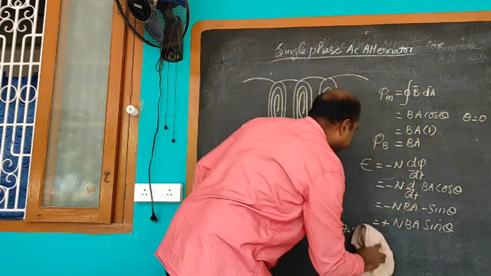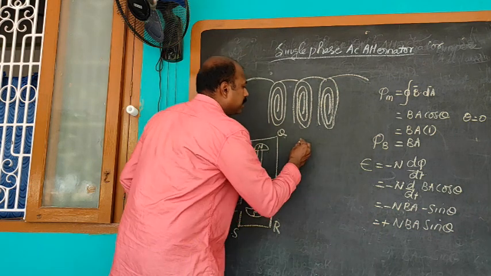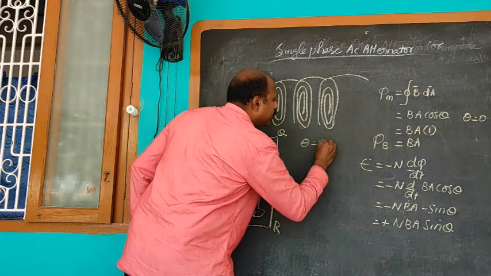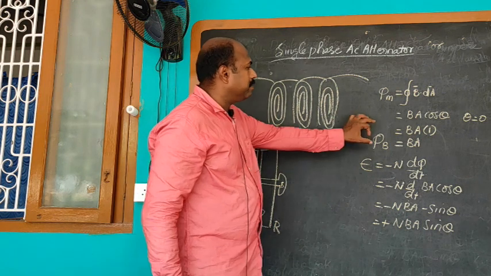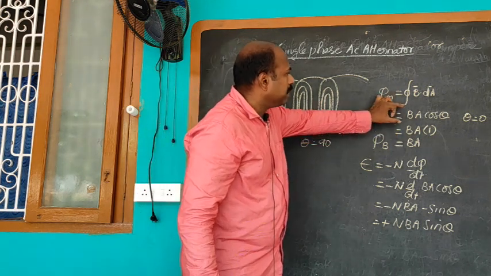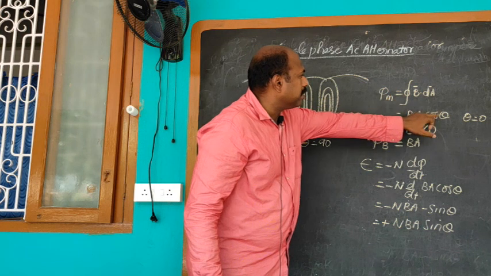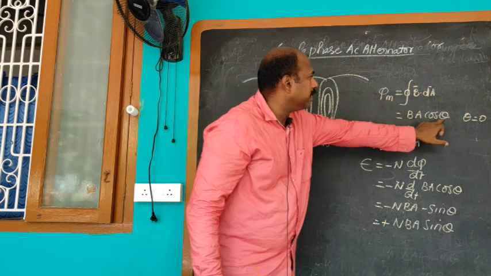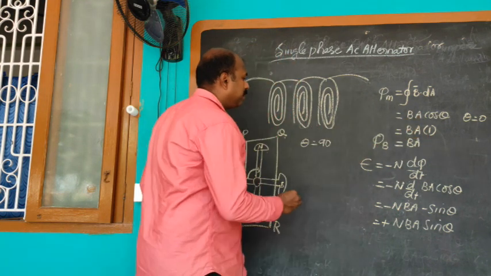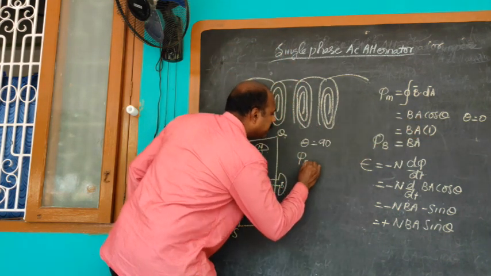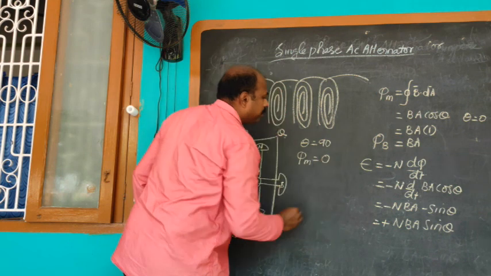When the theta value is 90 degrees, what happens? The magnetic flux induced should be BA cos theta. Theta is equal to 90. Cos 90 is equal to 0. So the flux induced in the circuit, phi m, is equal to 0.